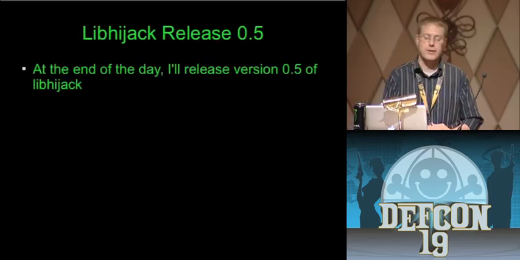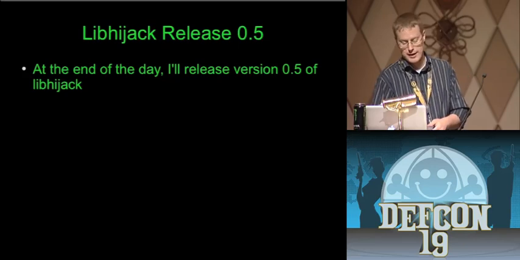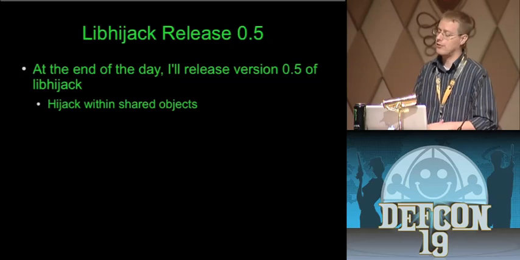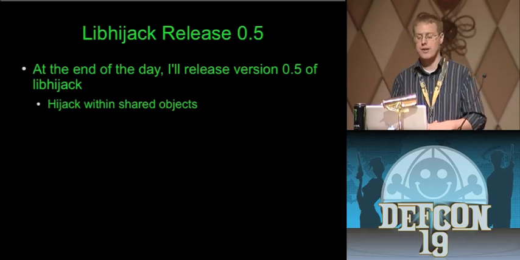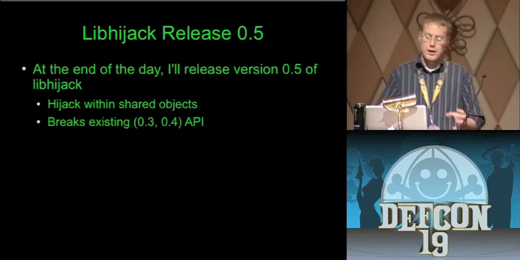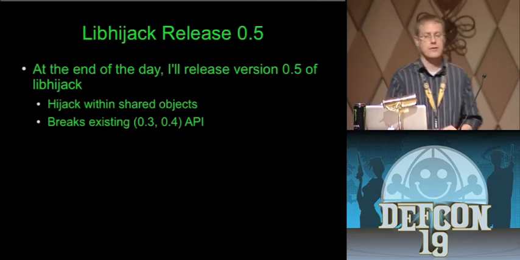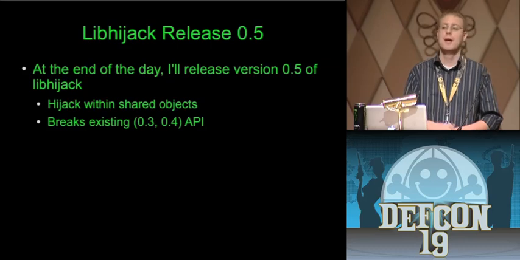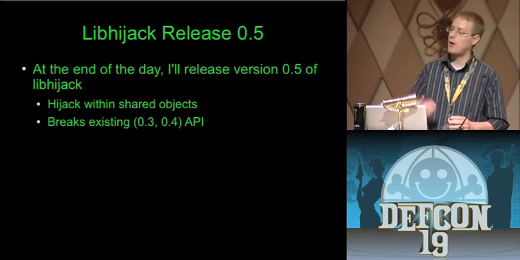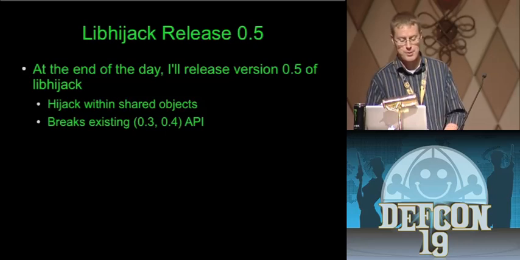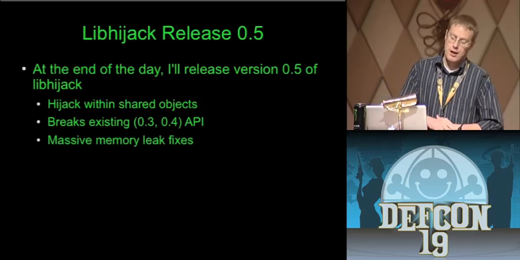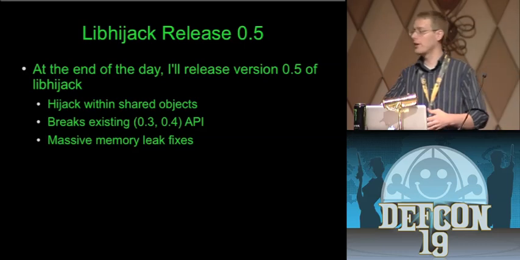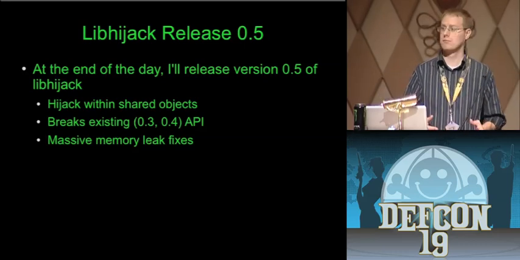So at the end of the day, I'm going to release version 0.5 of libhijack. It's a major milestone release. You can hijack within shared objects. It does break existing 0.3 and 0.4 API. Most of you, if not all of you, really don't have to worry about that because those releases were private or semi-private. I fixed some massive memory leaks.